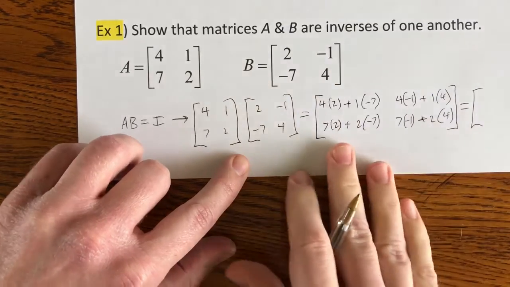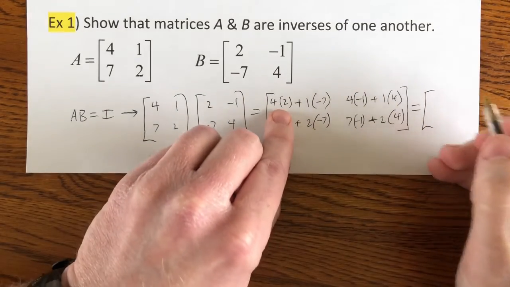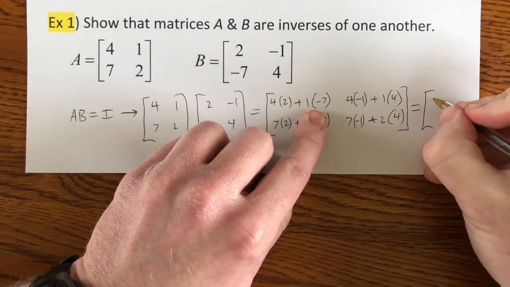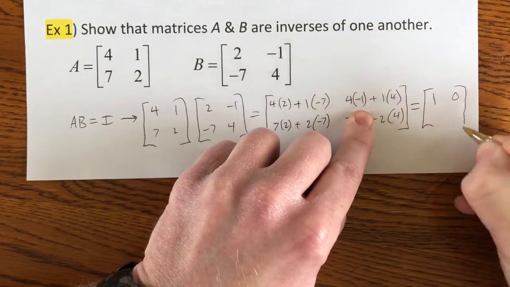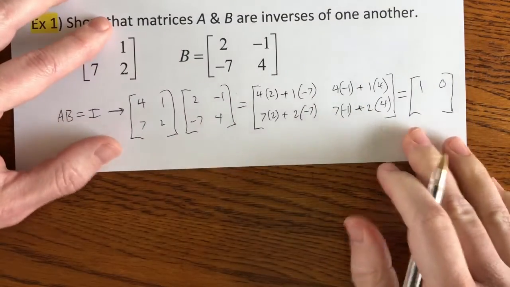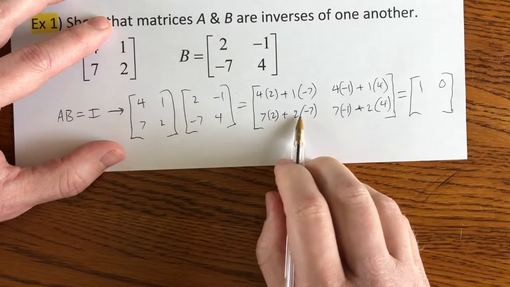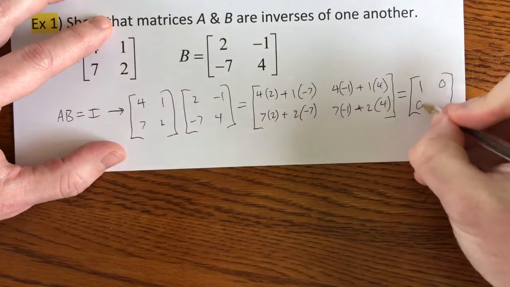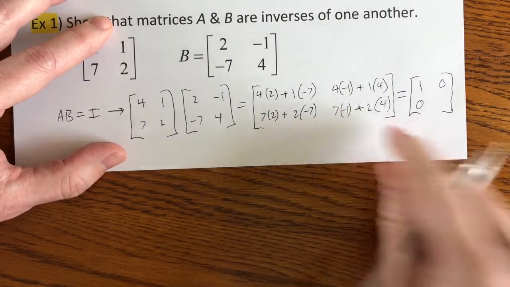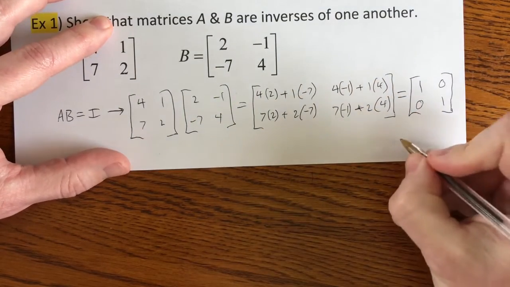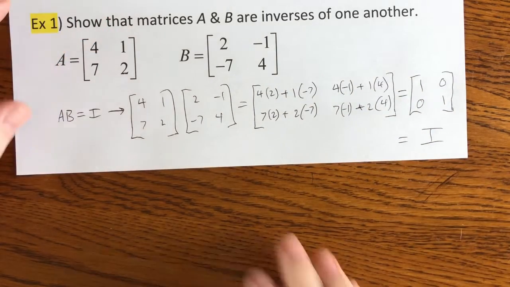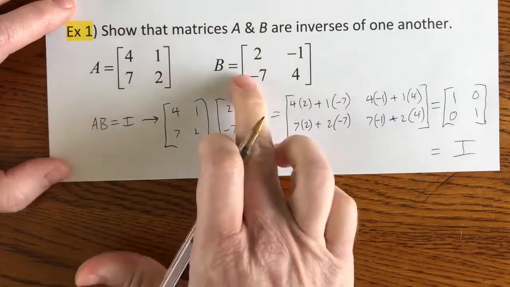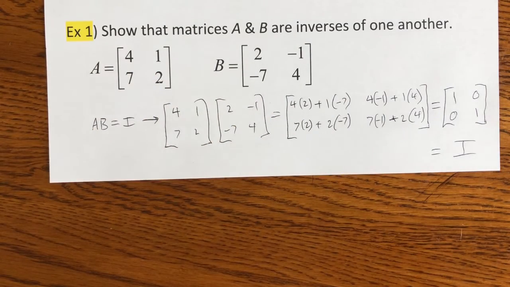Well, let's see. 8 minus 7, that's 1. -4 plus 4, that's 0. And then 14 plus a -14, that's 0. And then -7 plus 8, that's 1. So guess what? We do get the identity matrix I, which means that matrices A and B are in fact inverses of one another. Fascinating.